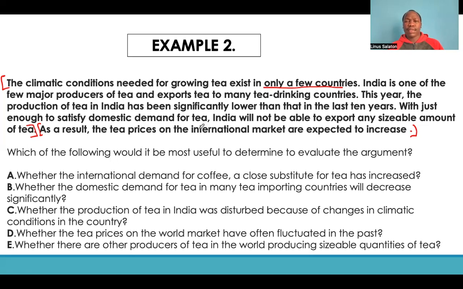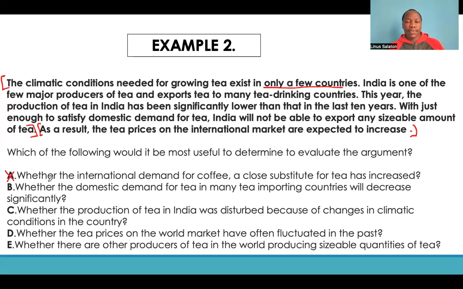So we have to determine whether there's an equal increase or a decrease in the demand of this commodity in the market. A says whether the international demand for coffee, a close substitute of tea, has increased. This is a bit out of scope. You're focusing on tea, and yes, it could affect the price of tea if it's a close substitute. That could be a valid argument also, but for our case, let's focus on what is happening to the tea sector. So eliminate that for being a bit out of scope.